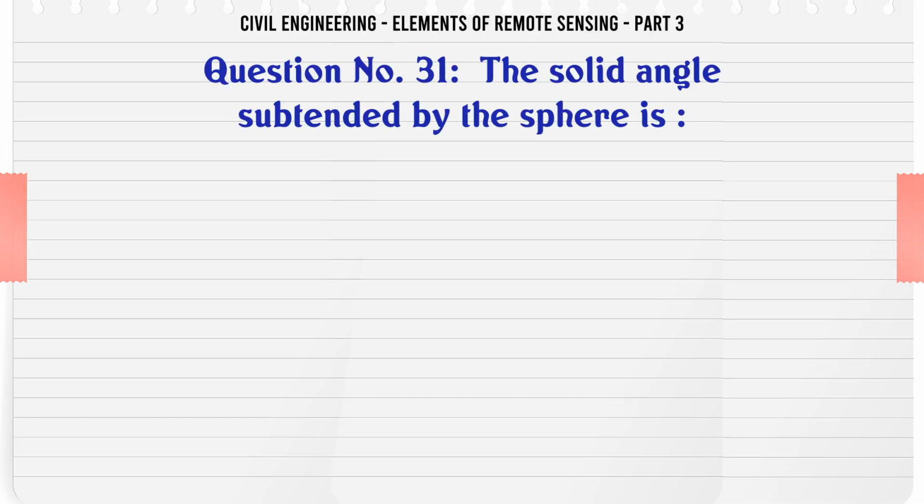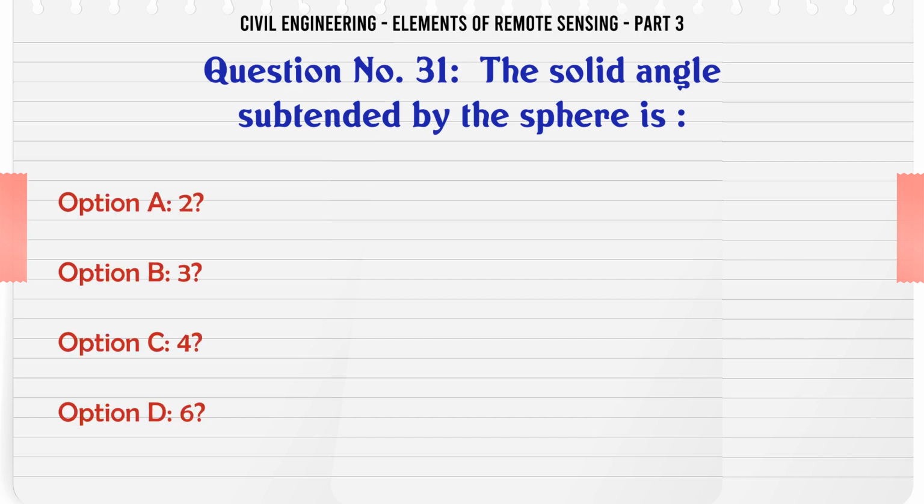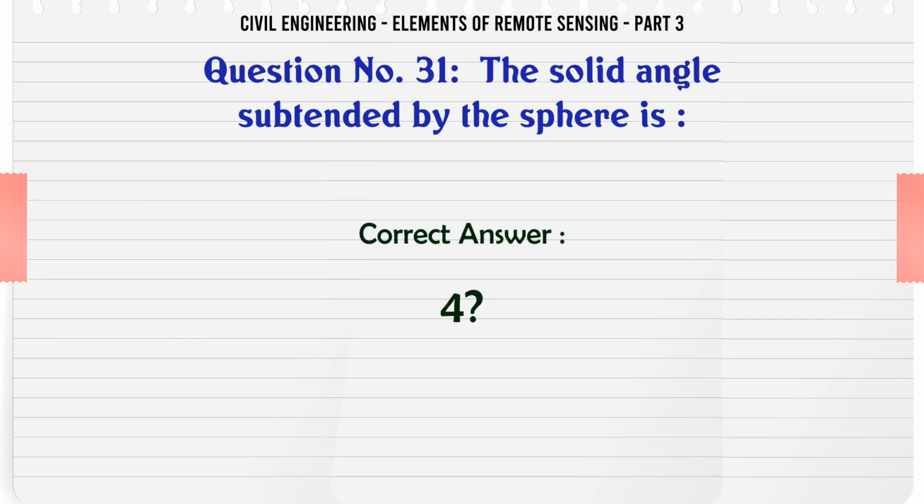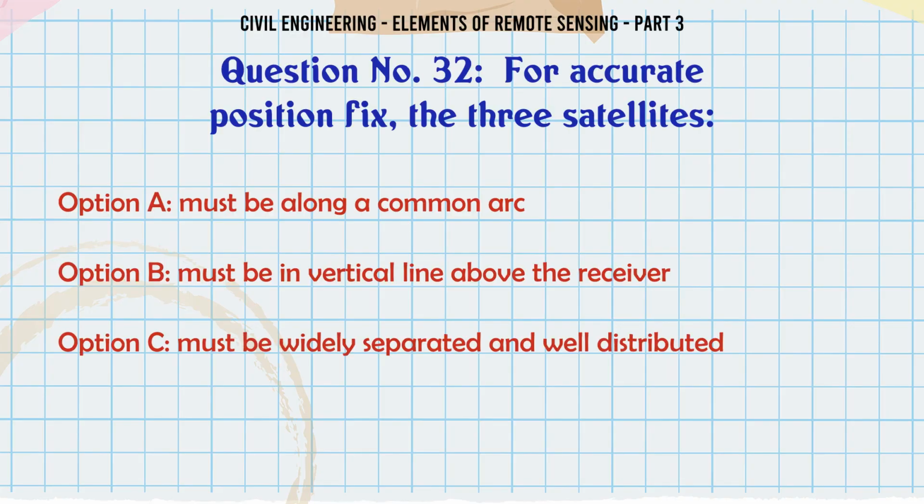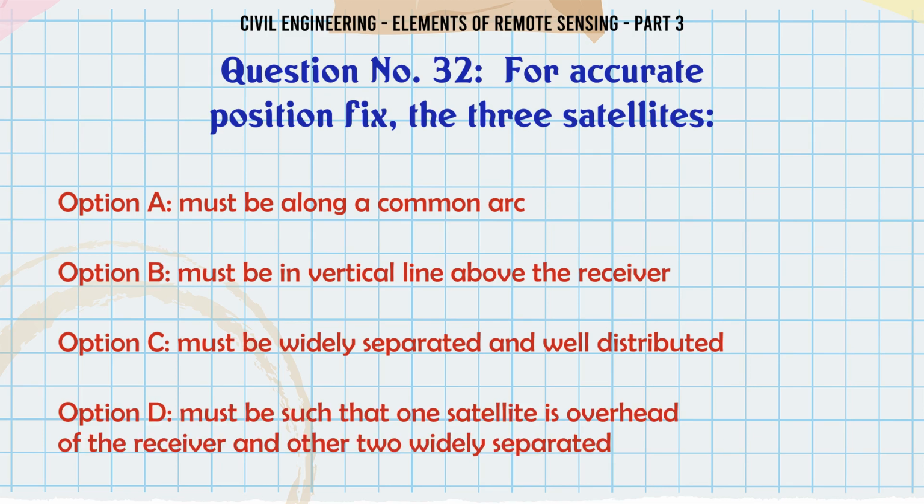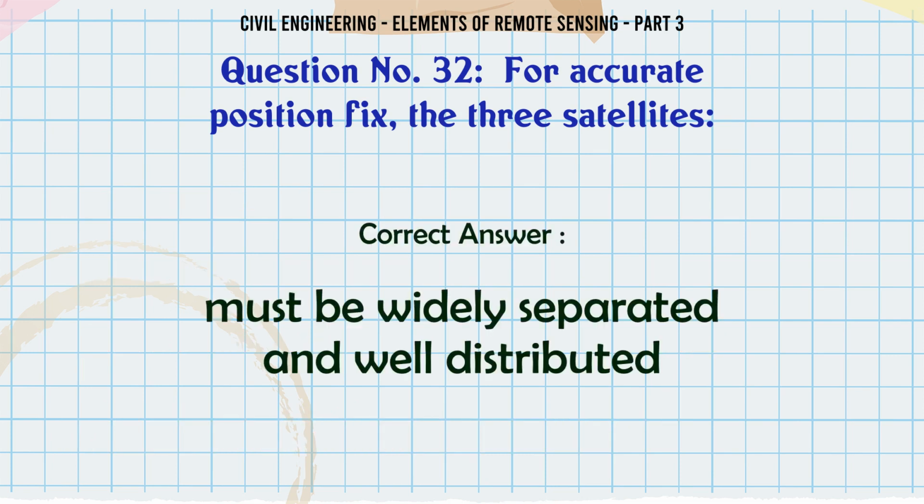The solid angle subtended by the sphere is A. 2π, B. 3π, C. 4π, D. 6π. The correct answer is 4π. For accurate position fix, the 3 satellites A. must be along a common arc. B. must be in vertical line above the receiver. C. must be widely separated and well distributed. D. must be such that one satellite is overhead of the receiver and other 2 widely separated. The correct answer is must be widely separated and well distributed.